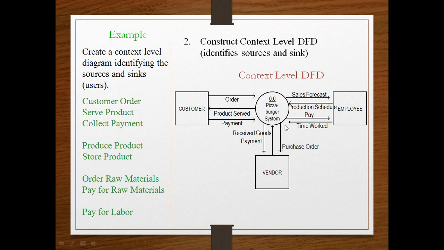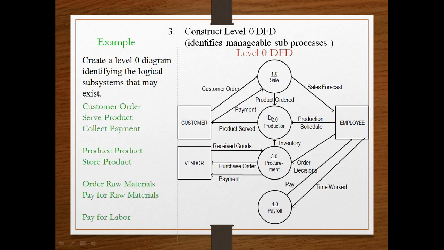So the time workload of the employee is also stored in your system. And the production schedule of payment is also stored in your system. So this is how your context level diagram is done. Let's go deeper into it.